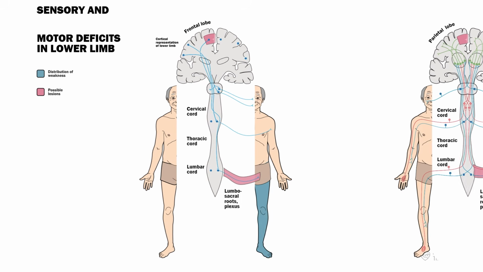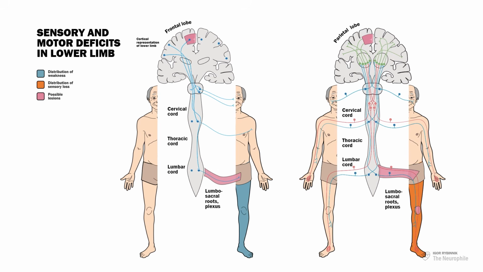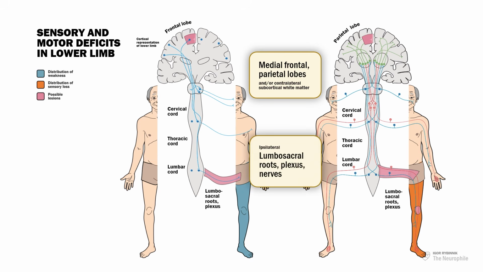Let's see if you've been paying attention. A hypothetical patient comes in with weakness and numbness of one leg. Where could the lesion be? We think either cortex, it could be the contralateral frontoparietal cortex or the nearby white matter, the areas that control that limb. Or it could be peripheral: the roots, the plexus, or the nerves themselves.